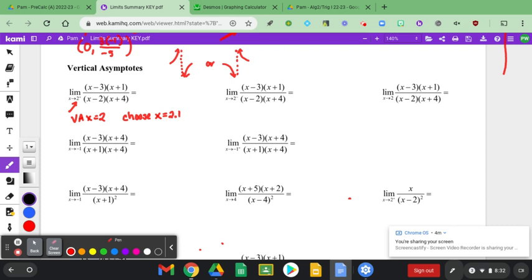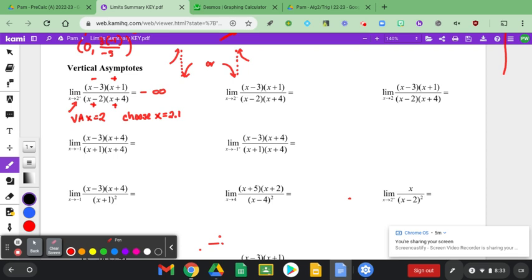So if I put 2.1 into this x minus 3 factor, it would be negative. If I put 2.1 into the x plus 1 factor, that factor would be positive. If I put 2.1 into the denominator, x minus 2 factor, that factor would be positive. And then 2.1 plus 4 would also be positive. So my numerator would be a negative. My denominator would be positive. That tells me a negative divided by a positive would be negative infinity.